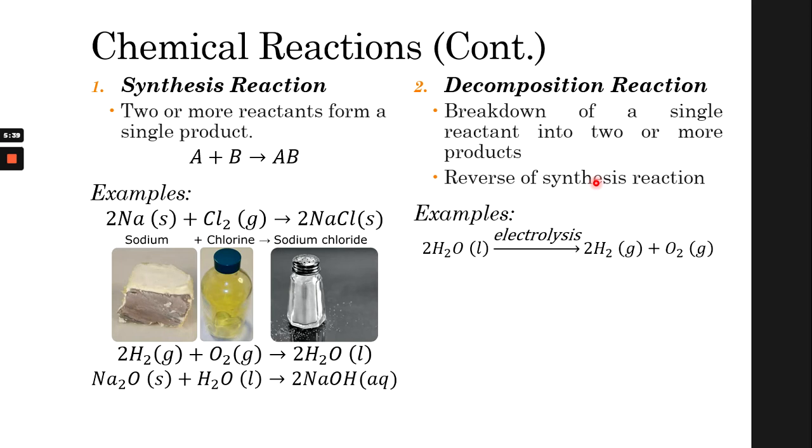An example of this is the electrolysis of H2O. If you want to break down H2O into its components, hydrogen and oxygen, you have to break the covalent bond that is bonding these two together. You cannot actually just boil it.